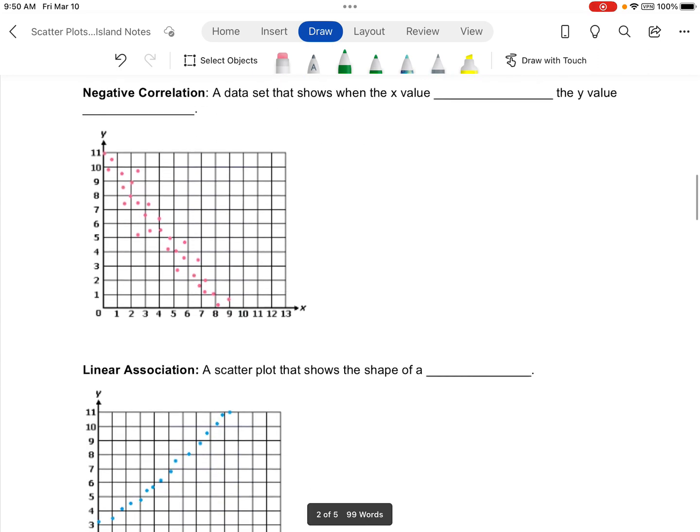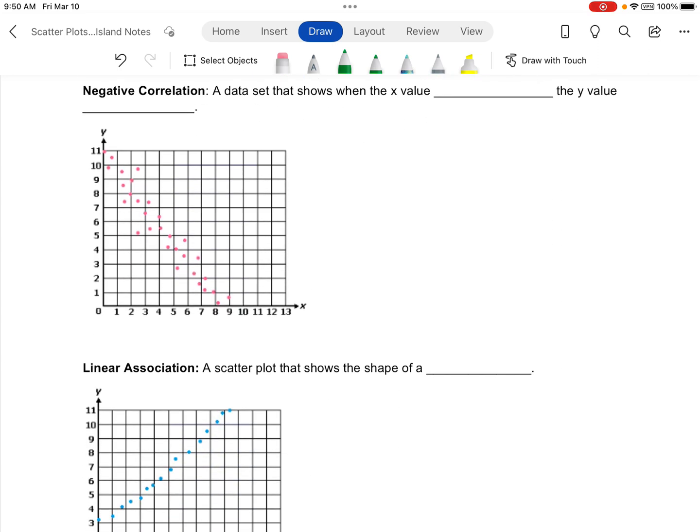We can also have negative correlation. So a negative correlation is a data set that shows when the X value increases, your Y value decreases. Okay, this also goes along with your slope. You should know that that pattern is a negative slope, so it's a negative relationship. Okay, so as your X's get bigger, your Y's get smaller.